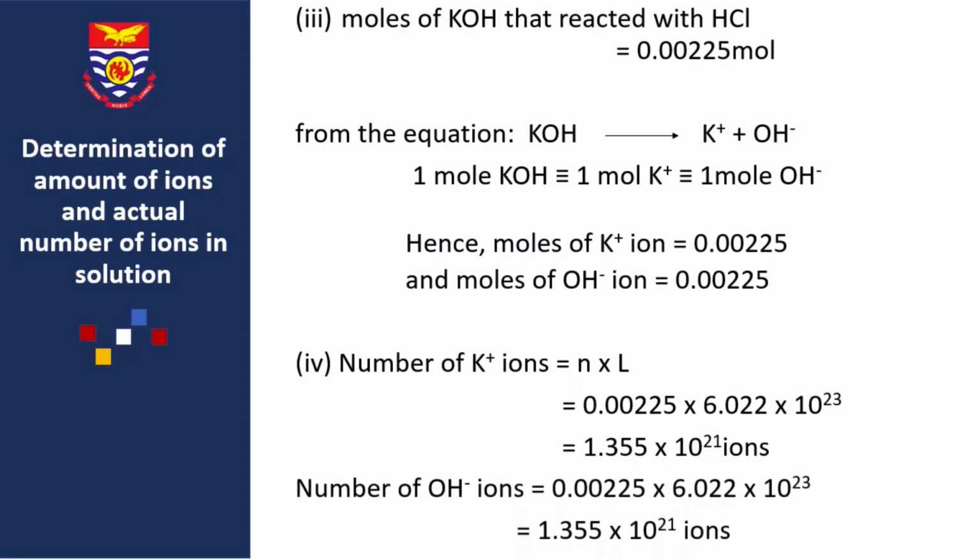Similarly, for the number of hydroxide ions, since the moles are the same, we expect the same answer for the hydroxide ions. Doing the same thing as we did for the potassium ions, we get 1.355 times 10 to the power 21 ions.